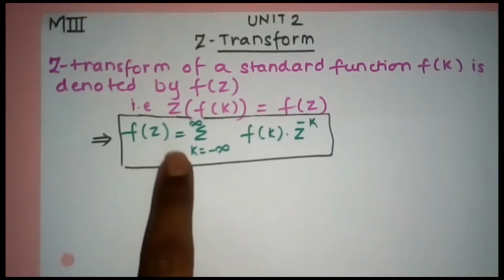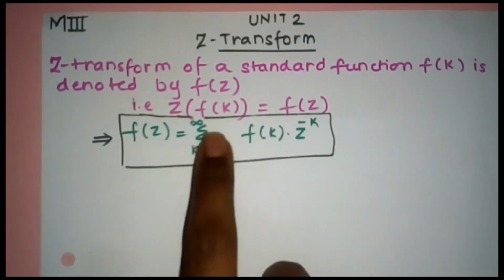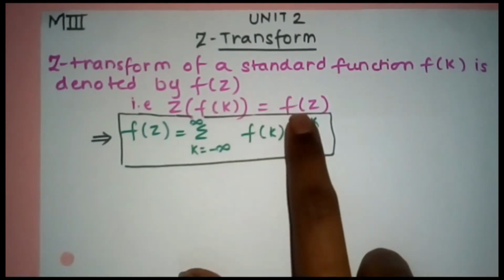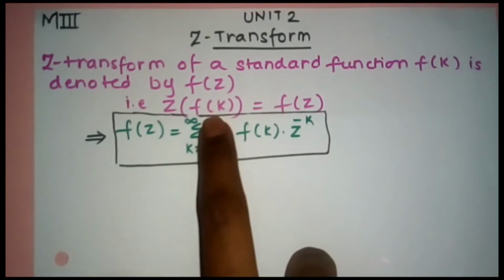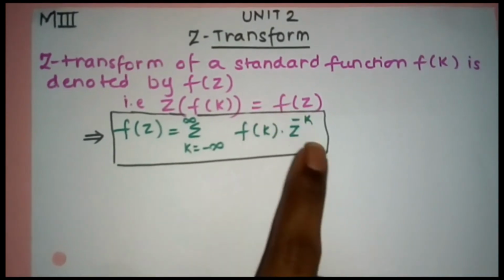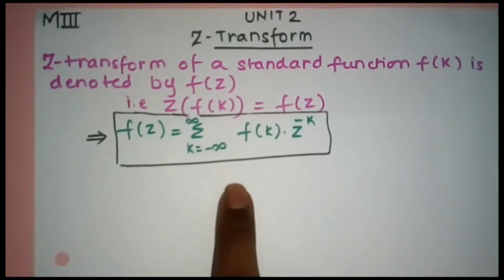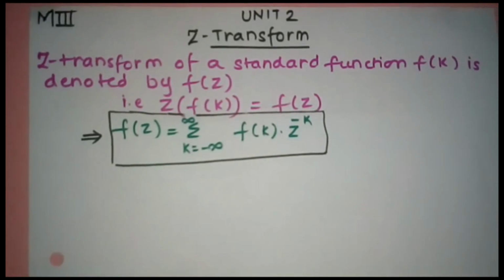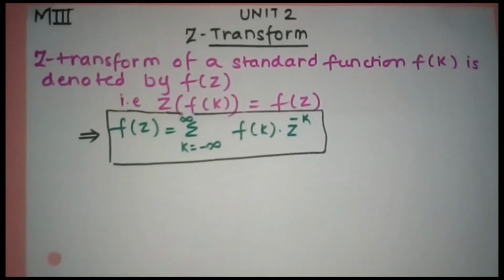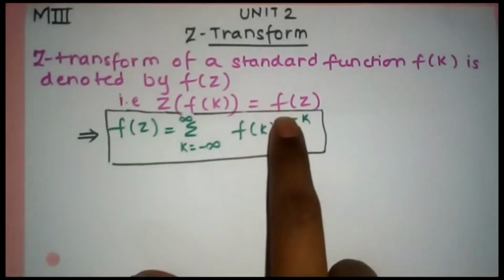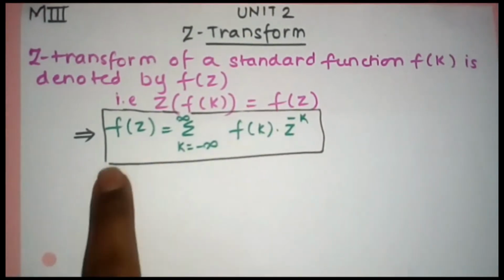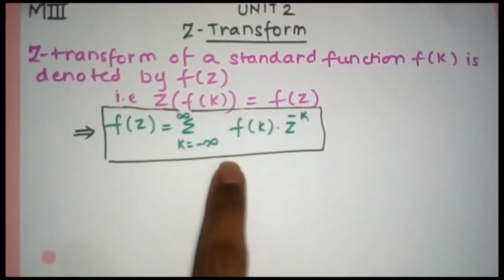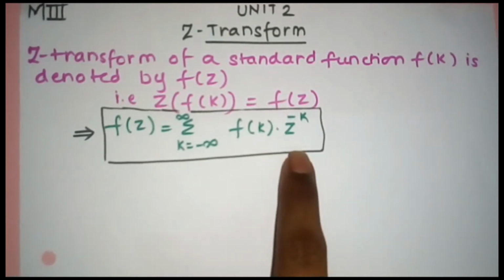Now F of z is equal to, now what is the Z transform? We are converting f of k into its Z transform. This is the entire thing, like how in Fourier transform we are converting f of x into its Fourier transform. Now over here we are converting f of k into F of z. So this is the standard way: F of z is equal to summation of k is equal to minus infinity to infinity f of k into z raised to minus k.